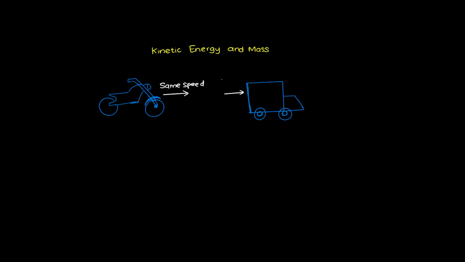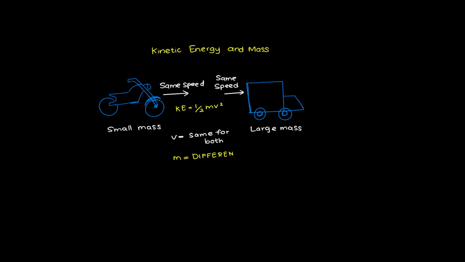Kinetic energy, the energy of motion, depends on both mass and velocity. The formula is 1/2 times mass times velocity squared. At equal speeds, the velocity term is identical for both vehicles. But the truck has enormously more mass. More mass at the same speed means more kinetic energy. More kinetic energy means more damage upon impact.